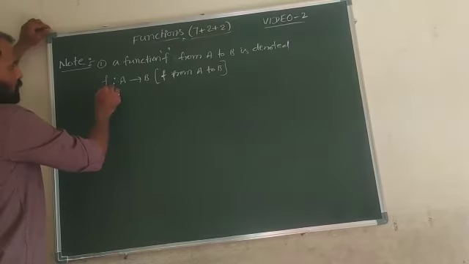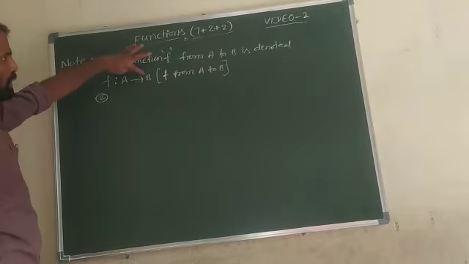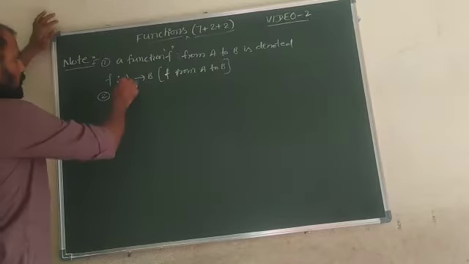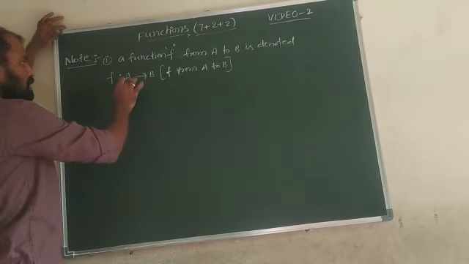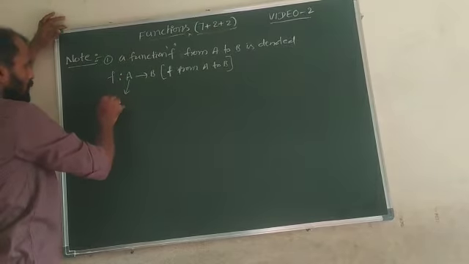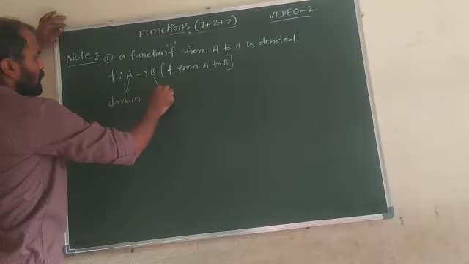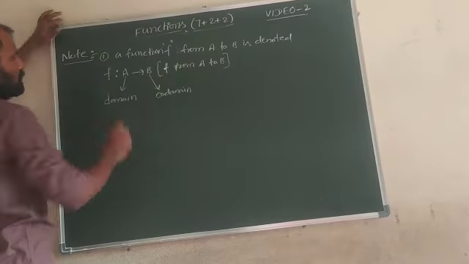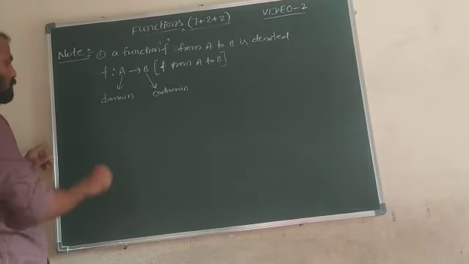And this means f from A to B, A is called the domain and B is called the codomain. So directly you have to write here: f from A to B is a function means A is called the domain and then B is called the codomain. If the function is defined from A to B, then A is called the domain and B is called the codomain.